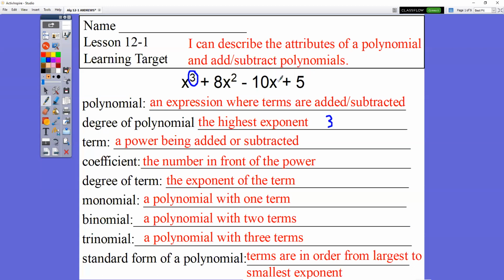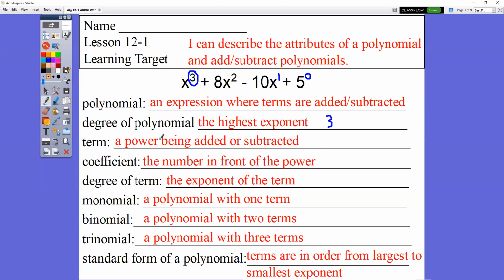Now, you have to keep in mind that whenever you have a letter all by itself like this, where you just have an x, that is really x to the first power. When you have just a plain number, that's really 5 to the 0 power, all right? So the degree of the polynomial is your highest exponent. In this case, it would be the 3.